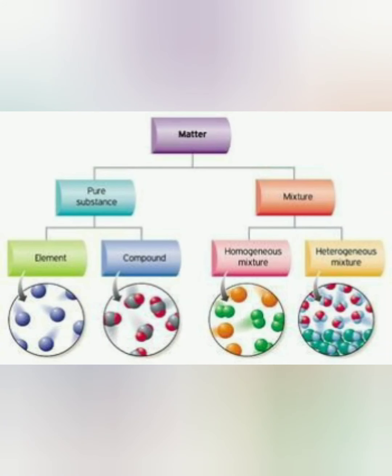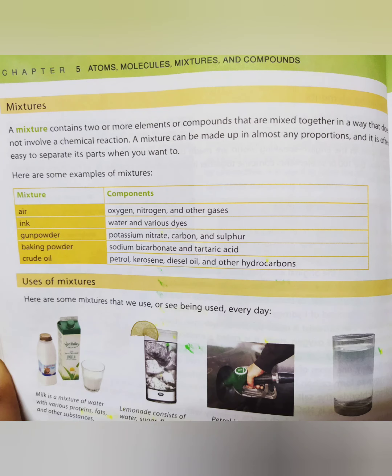You know very well that matter can be pure or a mixture. A pure substance can be an element, whose atoms are the same, or a compound, whose atoms are different. But in mixtures there are two types. A mixture can be homogeneous or heterogeneous. Homogeneous, for example, is air, fresh air. Heterogeneous is when the air has smoke particles.